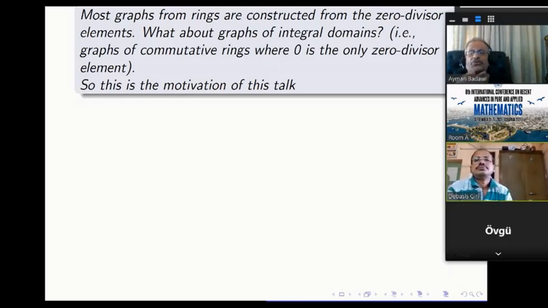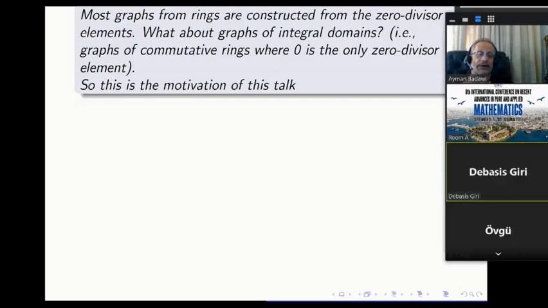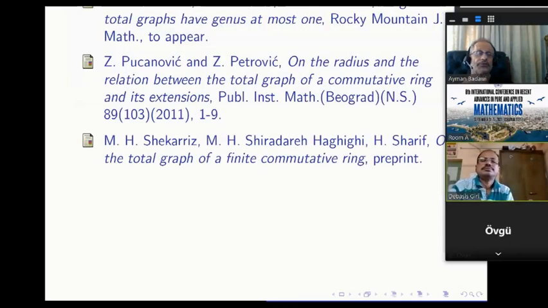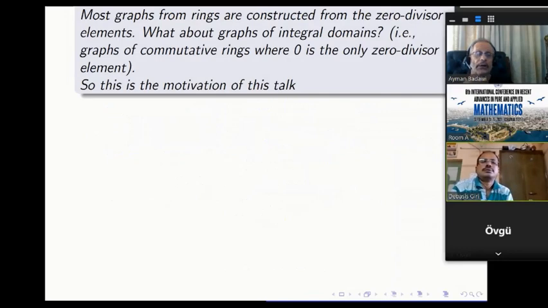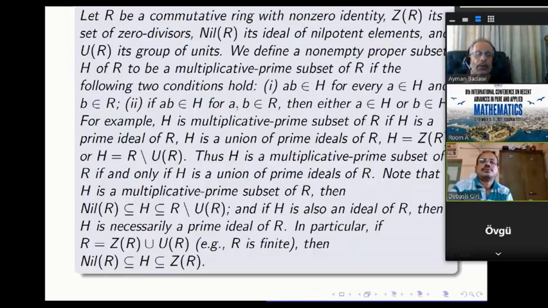In order to do that, we have this definition that will allow us to include integral domains when we study a graph. Oops, I went to the last page. Okay. How can I? Okay. Yeah.